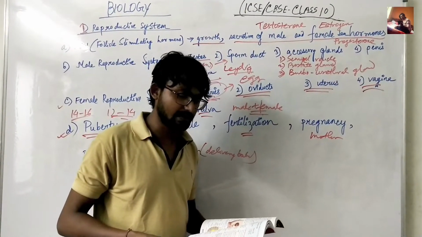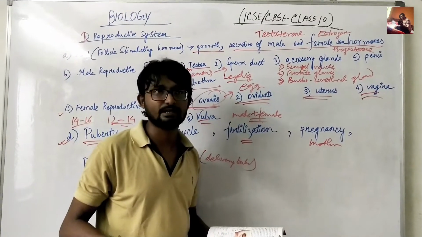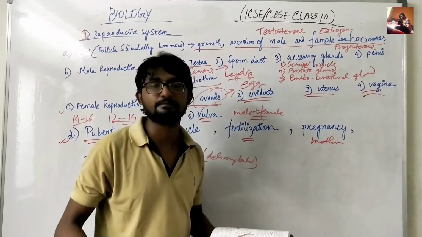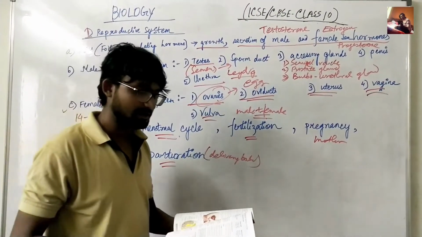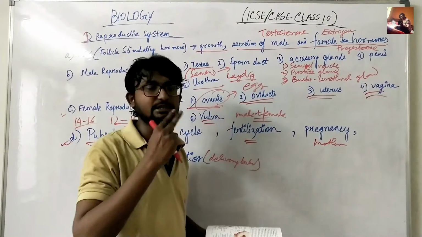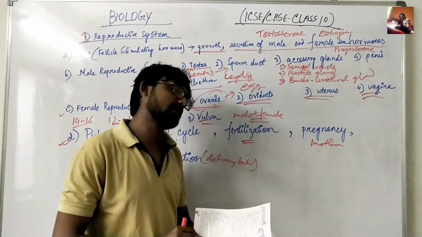And the bulbourethral glands are two small glands which open into the urethra before the sperm comes into the penis. The penis is the main structure, as you know. When the sperm comes, it becomes rigid and erect, so the sperm can be ejected out.